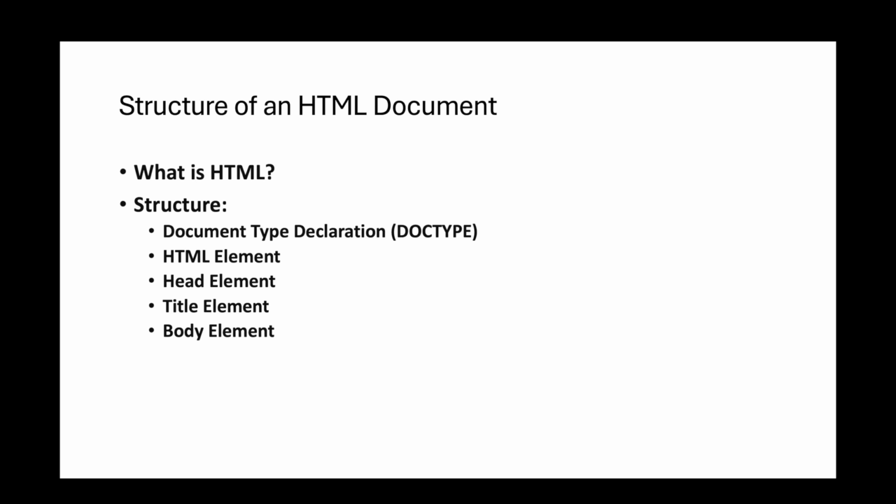The head element contains metadata and other information about the document, such as the title, character encoding, and links to external resources. It is enclosed within head tags. The title element specifies the title of the document, which is displayed in the browser's title bar or tab. It is placed within title tags inside the head element. The body element contains the main content of the document, including text, images, links, and other elements. It is enclosed within body tags.